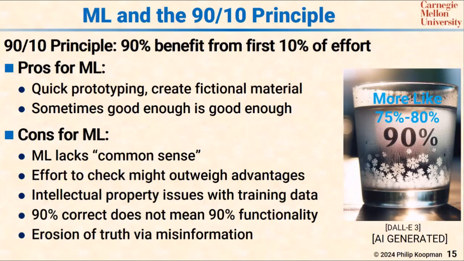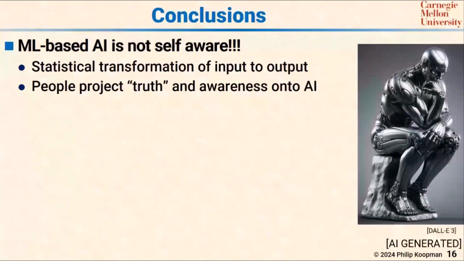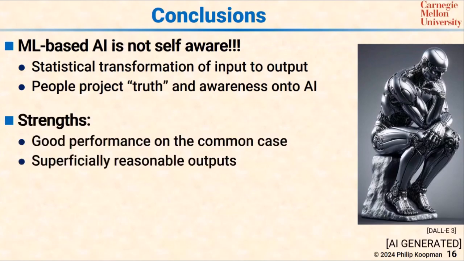So wrapping up, machine learning-based AI is not self-aware. Okay, it's the statistical transformation of input to output. If there's any truth, it's what you project onto the AI. It's not about truth, it's about statistics, and those are not quite the same. The strengths are it has good performance on the common case, it has superficially reasonable outputs, and that can be very useful, very powerful if you understand its limitations.